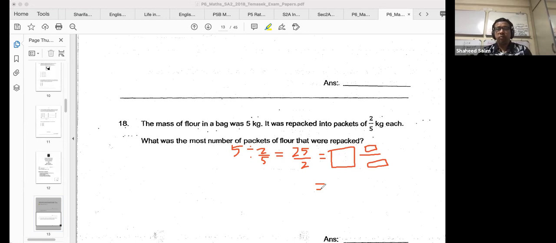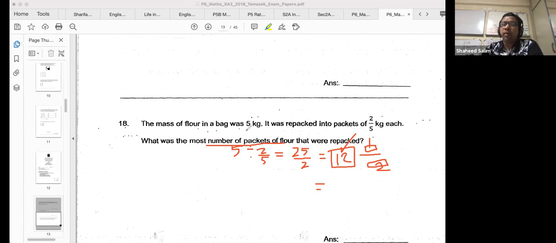5 divided by 2. 11. No, are you sure 11? 12. 24 divided by 2 is 12. So 12 and 1 over 2. So the maximum number of packets of flour you can get is 12. So that means the last packet is half. So it's 12 packets. Okay, are we okay?